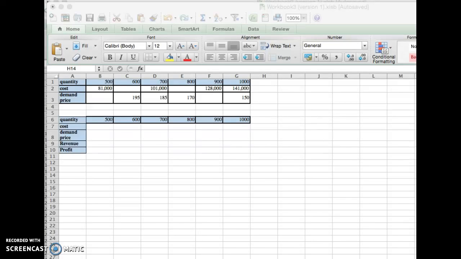We are looking at some data that we're given. So we are looking at the cost and the demand price. We want to compute the revenue and the profit, and then once we have the profit, we want to know where the profit is zero.